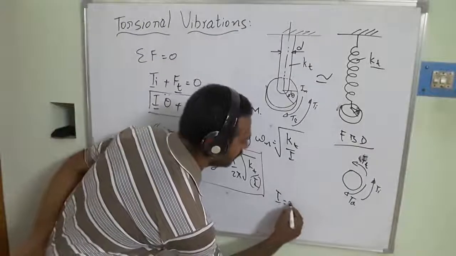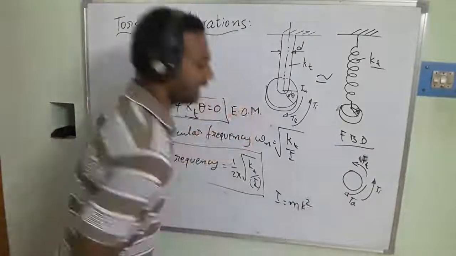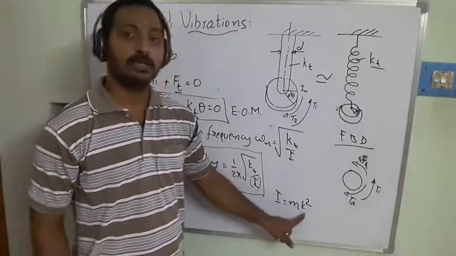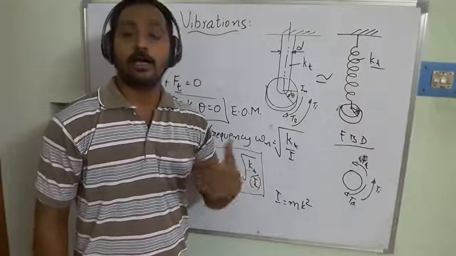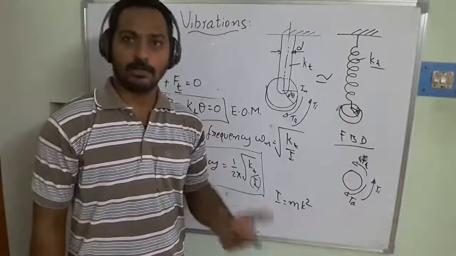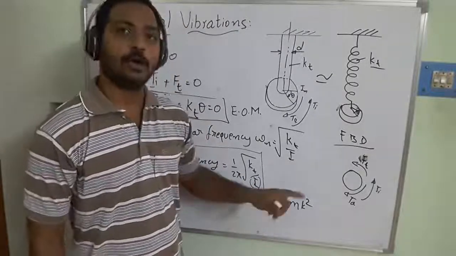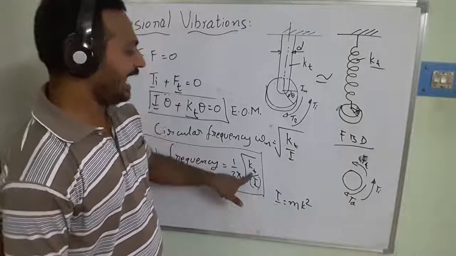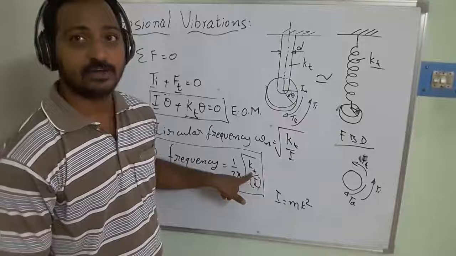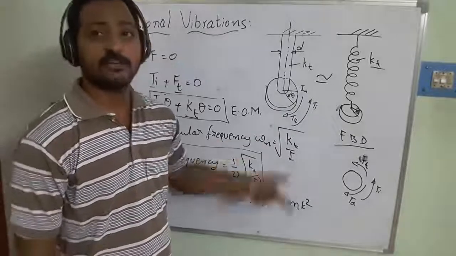I is equal to mk squared we are going to be taking here. The k is nothing but the radius of gyration. But if you take another kind of object, like a rectangle and others, the I is going to change according to the shape and size of that object. And next one, kT. kT is going to be the stiffness constant. Then how could you calculate the stiffness constant from this?